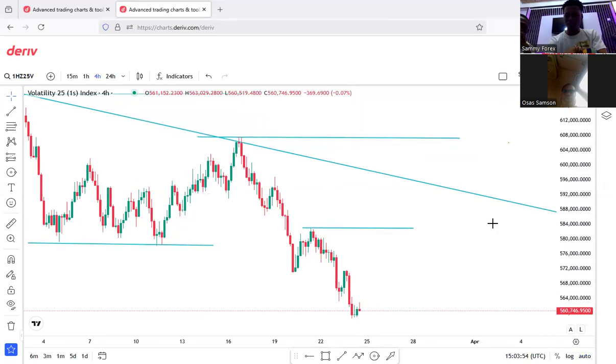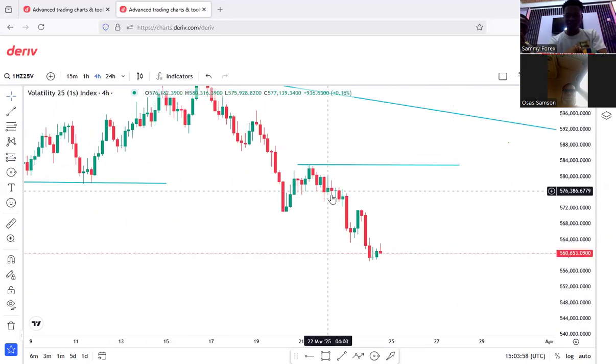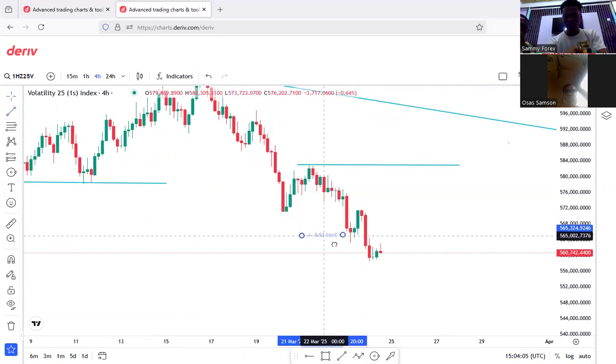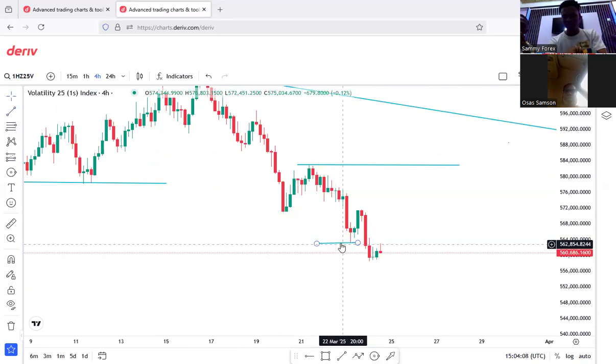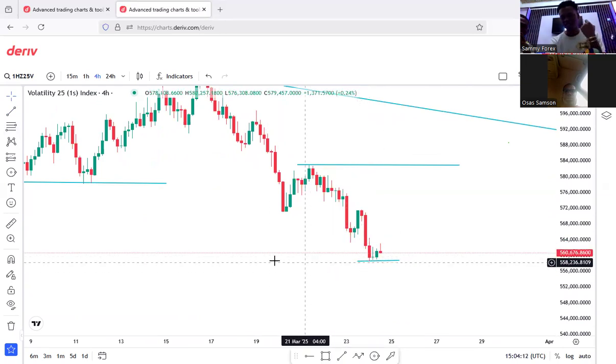This is what it's currently doing on the 4 hours time frame. This is the high, and then it came back here to create this low. You notice the lows are constantly being broken, telling us that the sellers are in the market. This low being broken, telling us that the sellers are in the market.